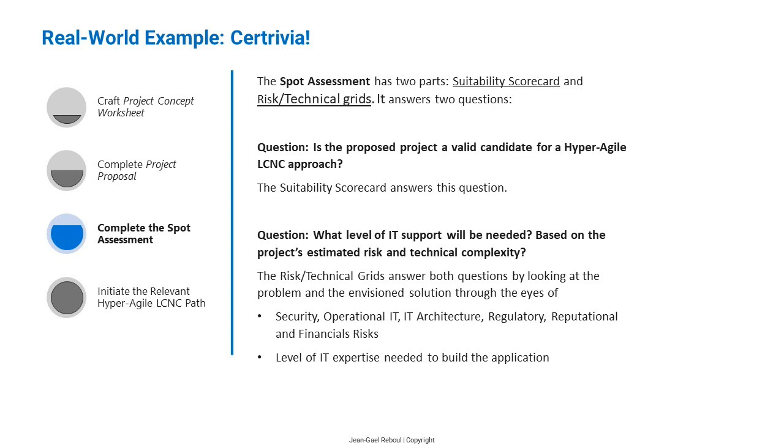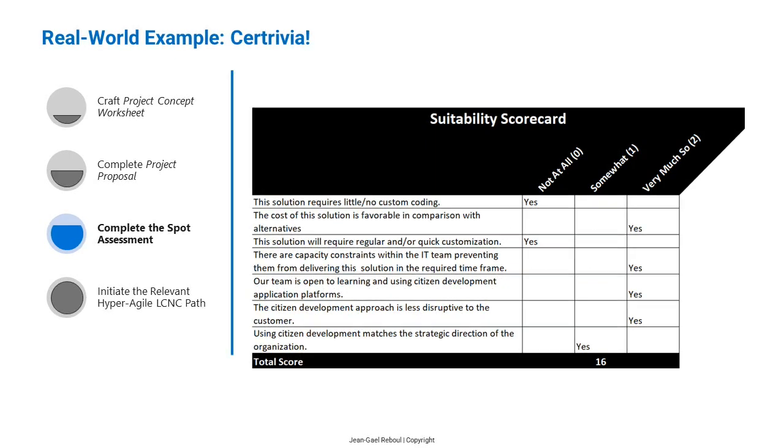There's no passing or failing grade here, but the higher the score on the scorecard, the better a candidate the project is for a Hyper-Agile LCNC approach. The risk/technical grids help evaluate the risks associated with the application to build as well as the technical complexity to build it. So, let's look at the completed suitability scorecard. In our case, the project scored 16 out of 25, so just on that score, we cannot rule anything out yet.